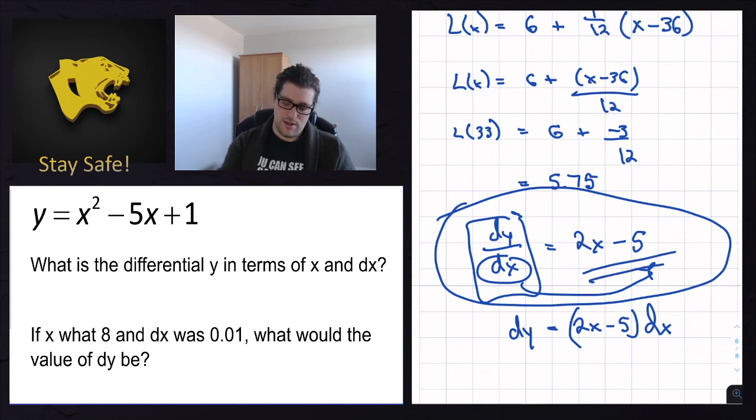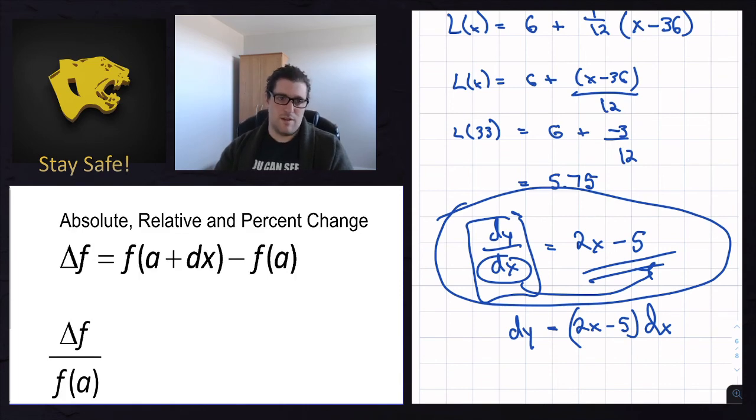If that's true, and that represents a little rise, a little run, and we move it over, then that's fine. And so that would be, I guess, my suggestion. If you want, it says if x was 8 and dx was 0.01, what would the value of dy be? Well, you would just evaluate that: we punch in 2 times 8 minus 5, times 0.01. 2 times 8 is 16, minus 5 would be 11. And so it'd be 0.11 would be the value of dy. And so that's just kind of a little side thing there.